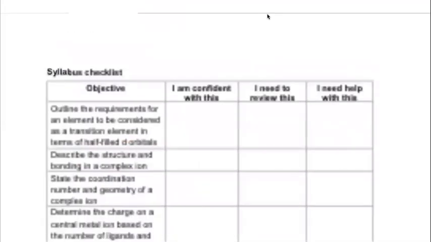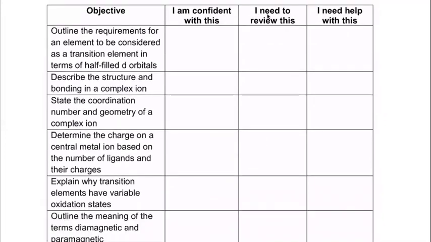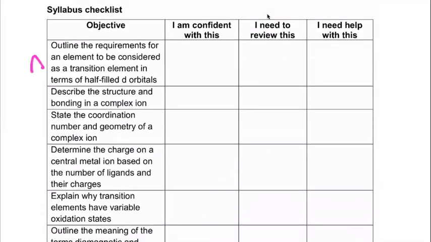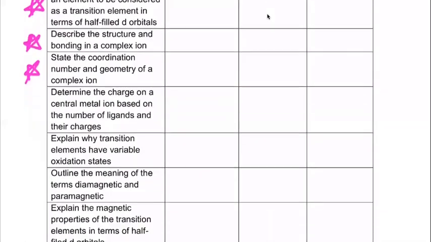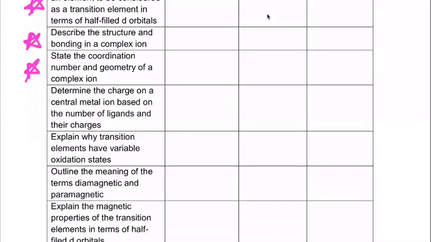All right, so this is your checklist where you can keep track of what we're going over. We're going to do this first one today. We'll talk about how we define something as being a transition element. We'll talk about the structure and the bonding in a complex ion. We'll talk about coordination number and the geometry. I believe that's where we are stopping today, because we're not going to be talking about determining charges and some of these properties until next week.